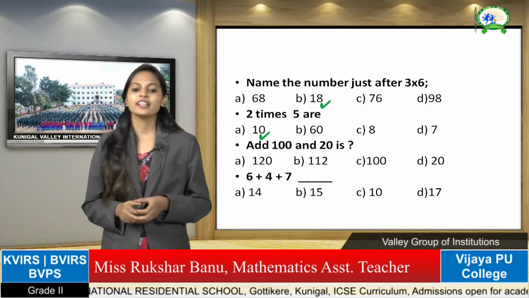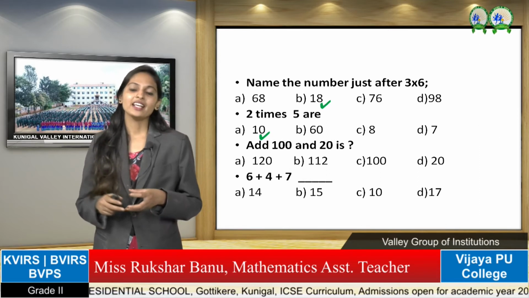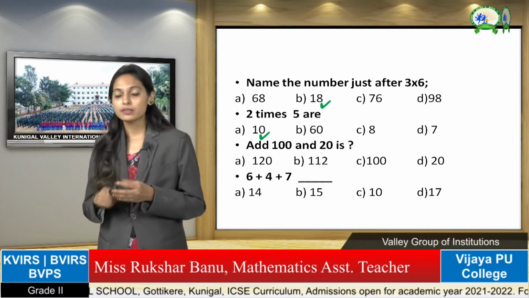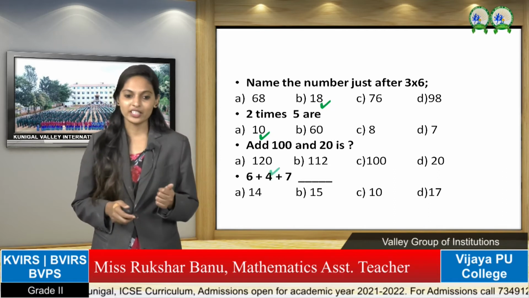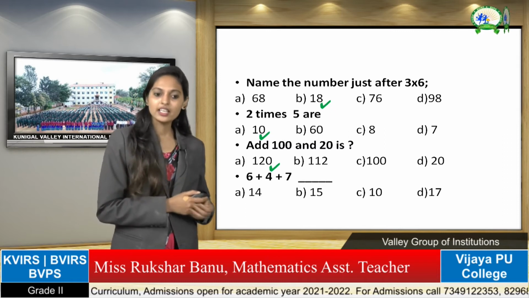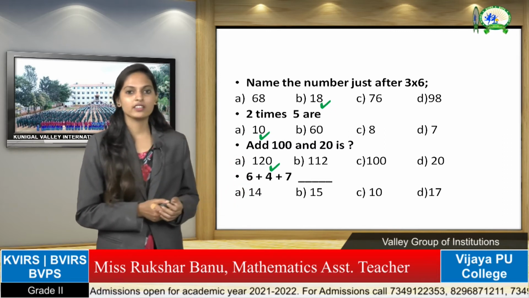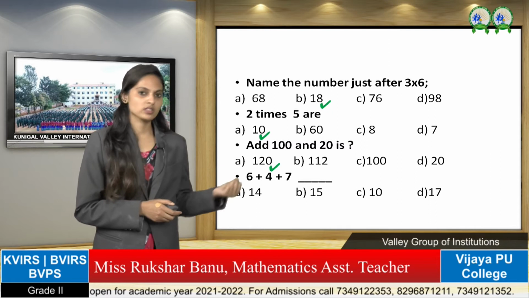Next, add 100 and 20. If we add 100 and 20, means plus 20, okay, if we add 100 plus 20, it means 120. Yes, 120, where is there? Yes, in A option 120 will be there. So you have to choose that answer.